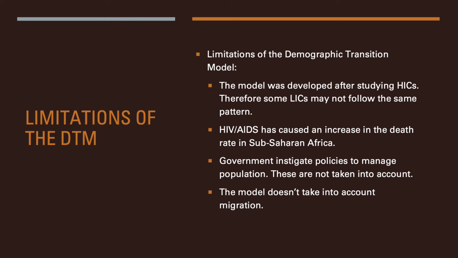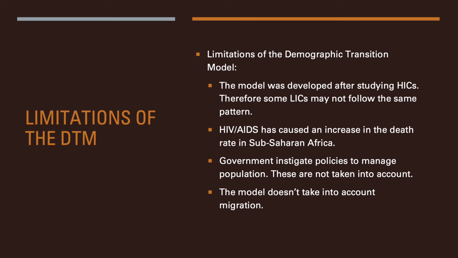Another thing that might limit it is the HIV/AIDS epidemic in sub-Saharan Africa. So that causes people to die at a much younger age than otherwise would be expected, as many people don't have access to antiretroviral drugs which prevent the development of the disease. Some countries have instigated policies, so they put policies in place to try and limit the number of children that people have, or try and encourage people to have more children. The model doesn't take into account that. And also the model doesn't take into account migration.